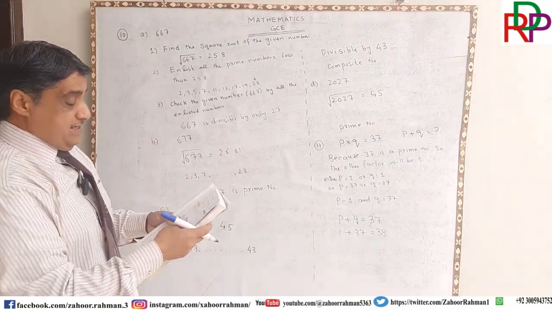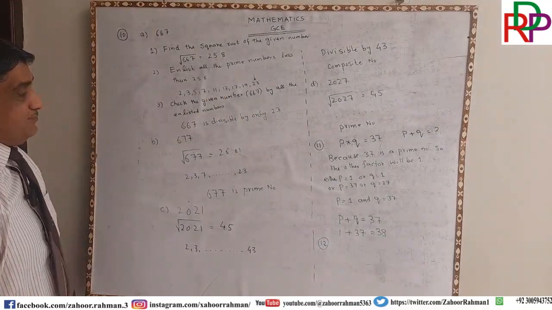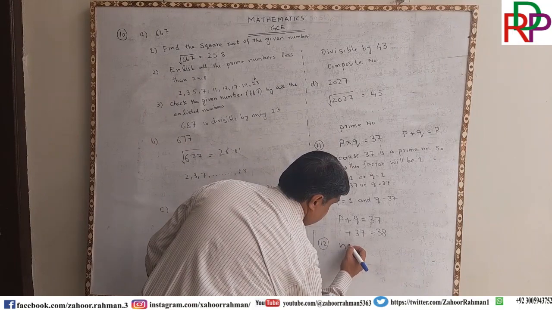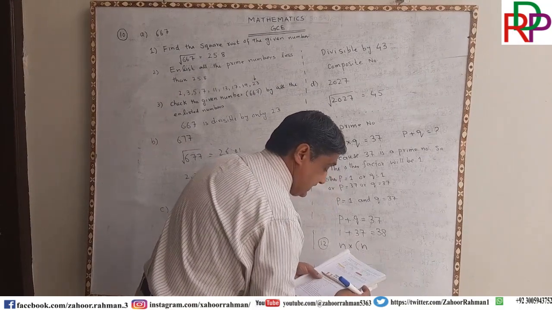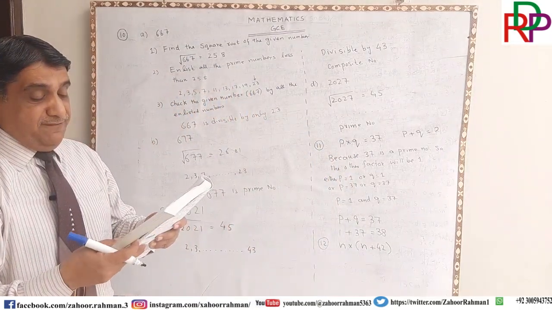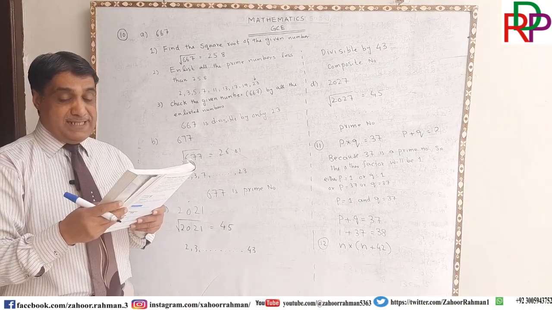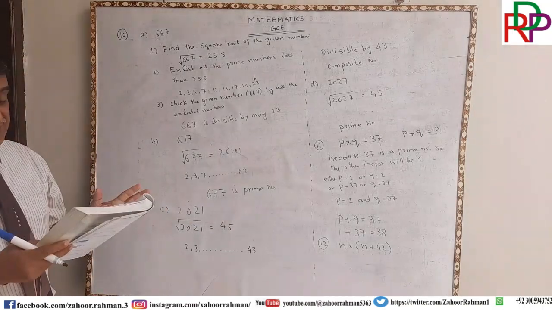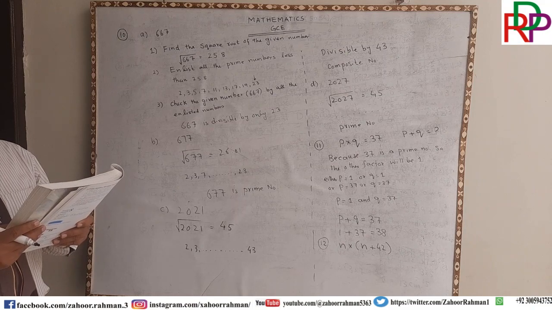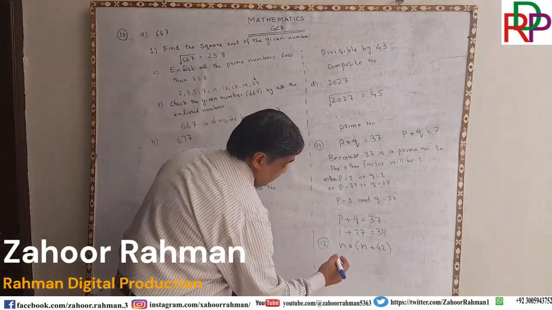38 is the answer. Question number 12, which is the last question of this exercise, says that n is a whole number such that n multiplied by n plus 42 is a prime number. So it means that 1 and n plus 42 will be the factors. Find the prime number. Explain your answer.